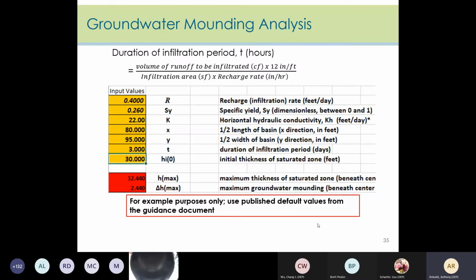So there actually will be no ponding on the surface of the basin at this time. It will be just in the sand layer. And the sand layer will be saturated, but that's okay. So it seems like it's probably going to work.